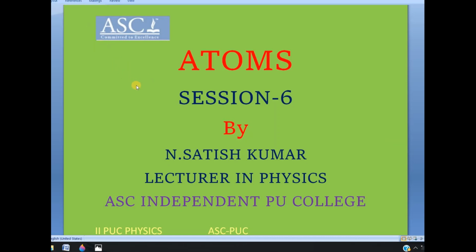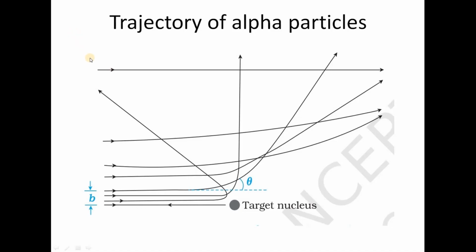Before we start solving the problems, we need to learn a simple topic called distance of closest approach. By this time, we have learned the trajectory of alpha particles when they are projected towards the target nucleus. We also know that different alpha particles get scattered through different scattering angles.